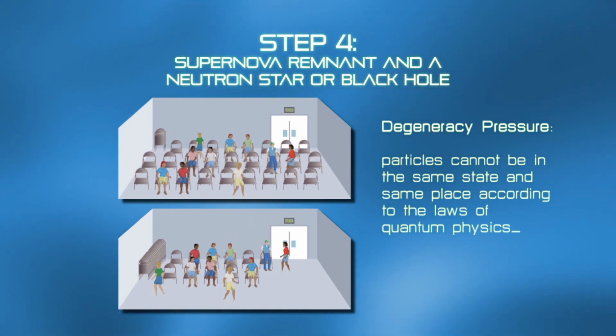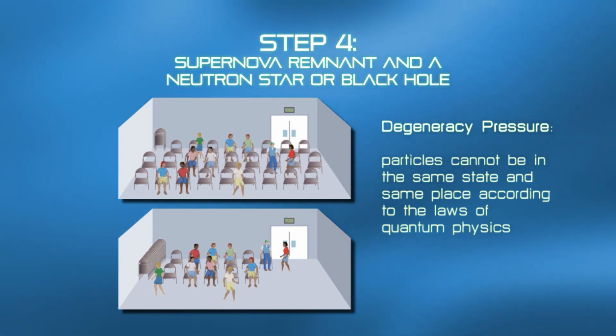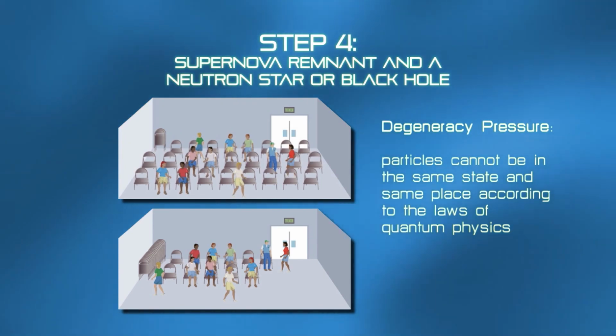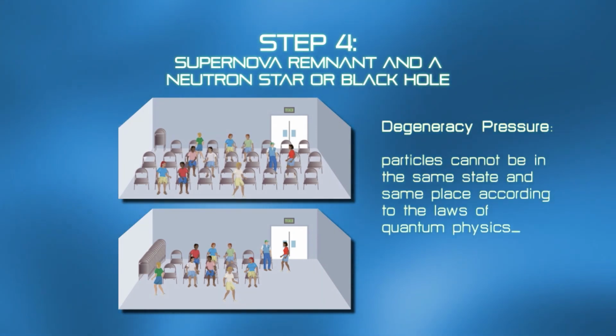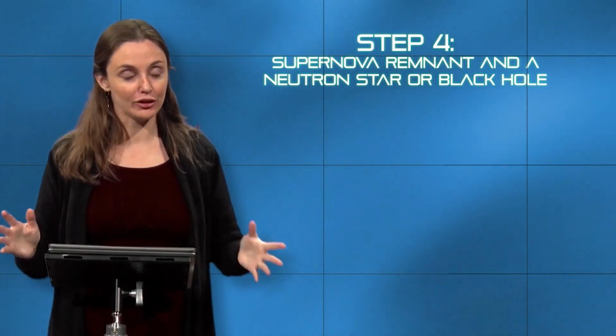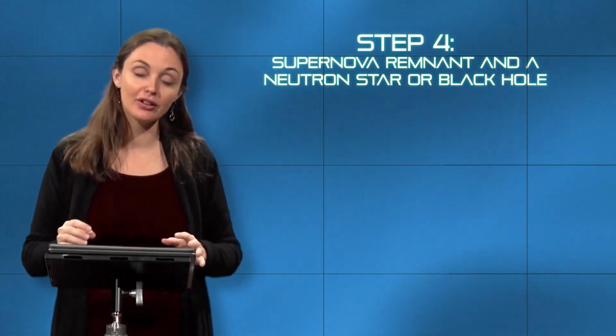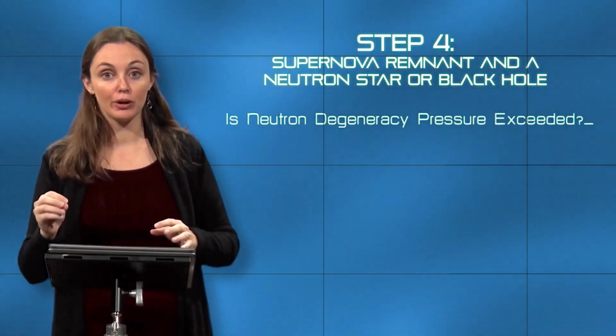You can exceed neutron degeneracy pressure, and under those conditions, if two or more neutrons are existing in exactly the same place in space, then you have gravity crushing even beyond neutron degeneracy pressure and creating what's called a black hole. So the basic question to go back to here, just to make this a little bit easier to follow, is: is neutron degeneracy pressure exceeded?